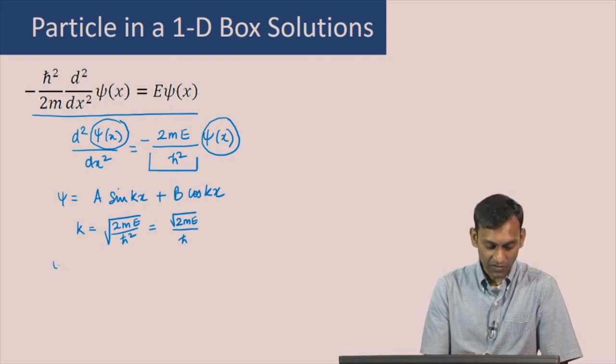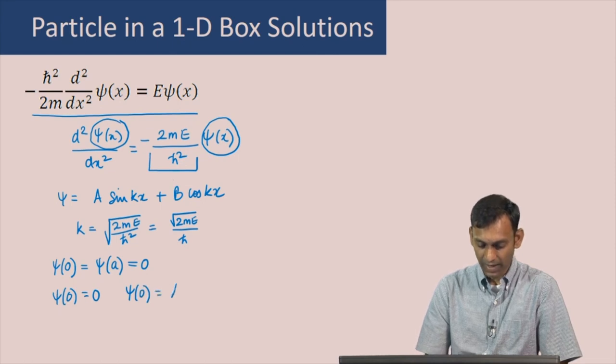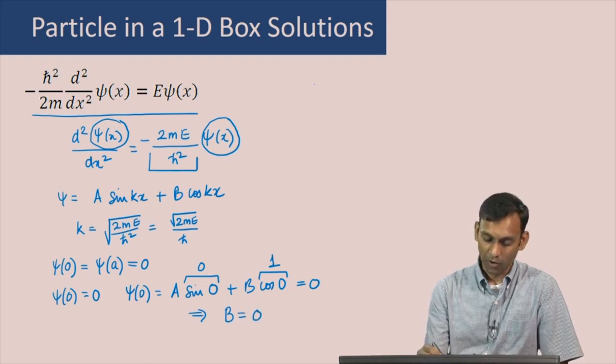Now, there are certain conditions on the psi that we have specified before, which is that psi at x equal to 0 and psi at x equal to a are both equal to 0. So, let us apply the condition psi of 0 is equal to 0. This gives psi of 0 is equal to A sine of 0 plus B cosine of 0 is equal to 0. Now, sine of 0 is equal to 0, we know that, and cosine of 0 is equal to 1. So, this implies that B is equal to 0. Now, the solution has the form psi is equal to A sine kx.